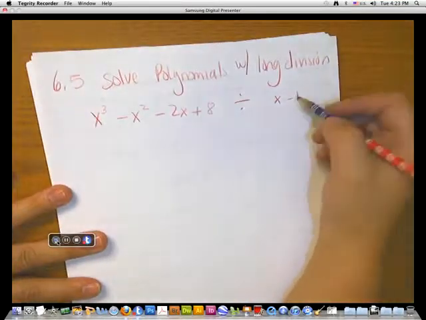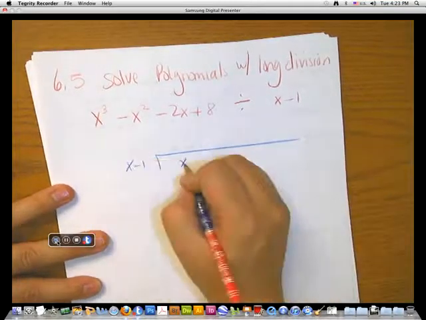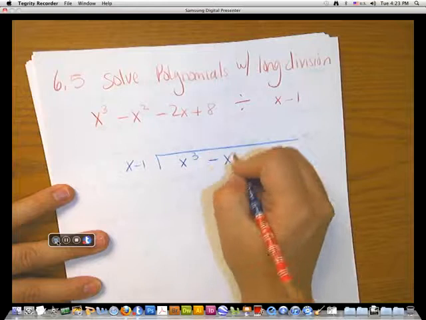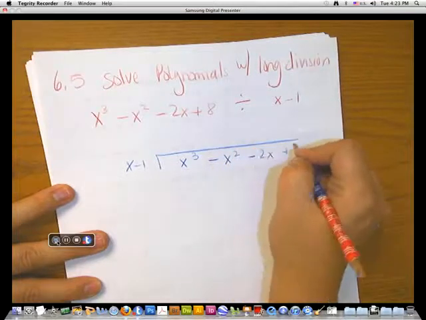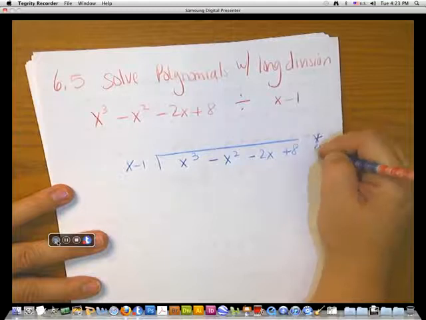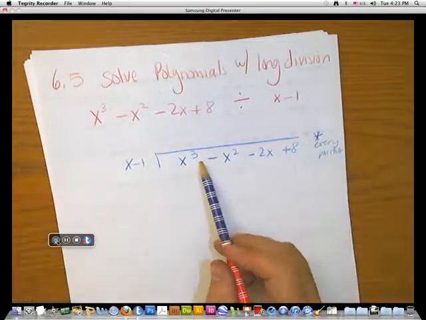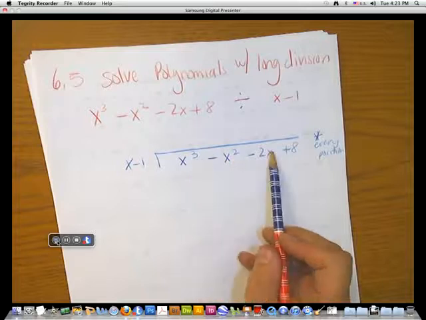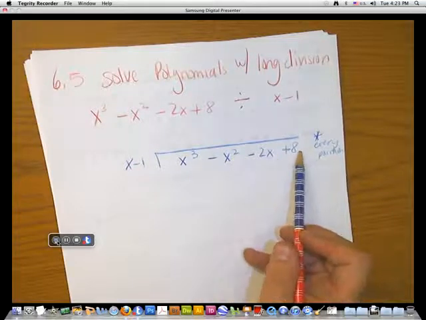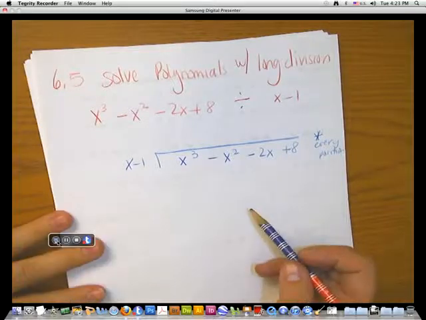So long division means we're going to set this up with the x minus 1 on the outside. We're going to put the other one on the inside. When we set these up, we need to make sure that every position is accounted for, meaning cubed, squared, single, no x. Everything has to be there, or you have to make a position for it.